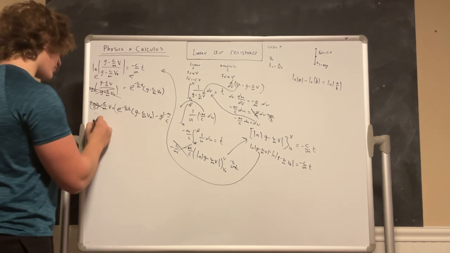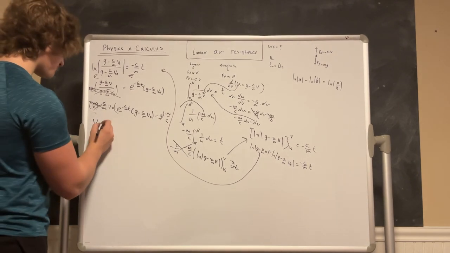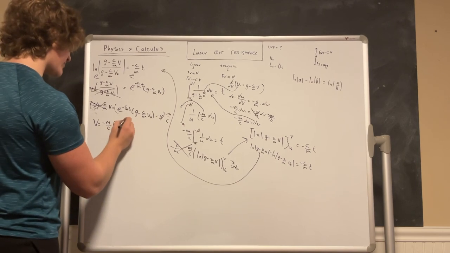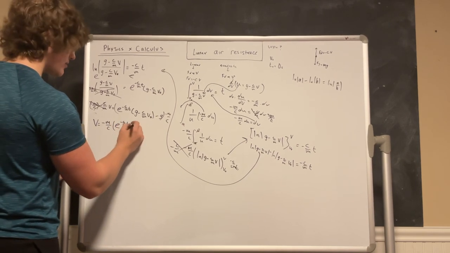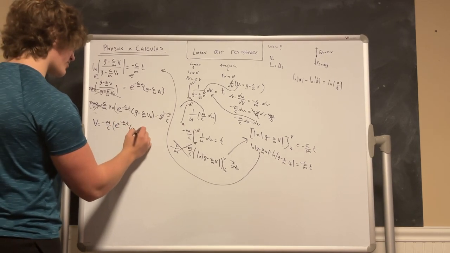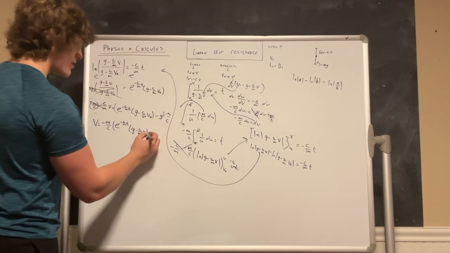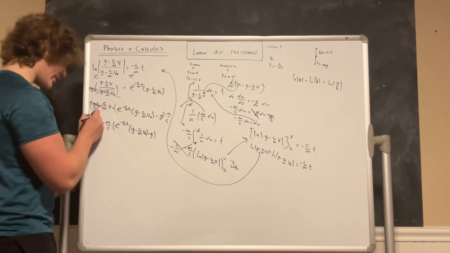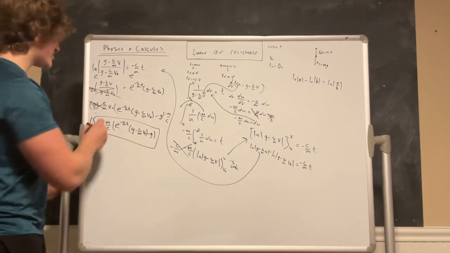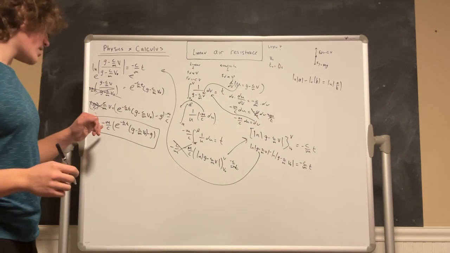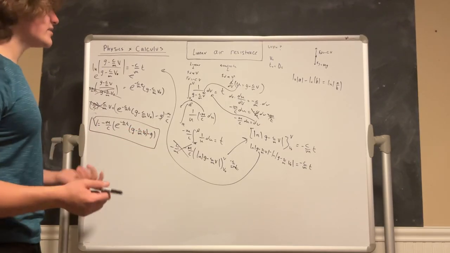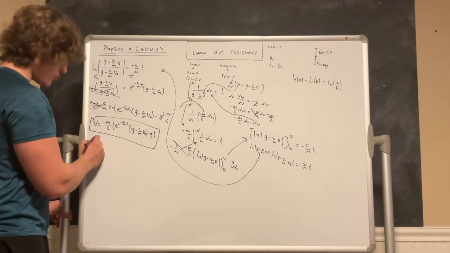And we get that our velocity is equal to negative m over c times e to the negative c over m t times g minus c over m times v sub 0, minus g. And this is our answer right here. So this is our answer with an initial velocity, and let's check something real quick.